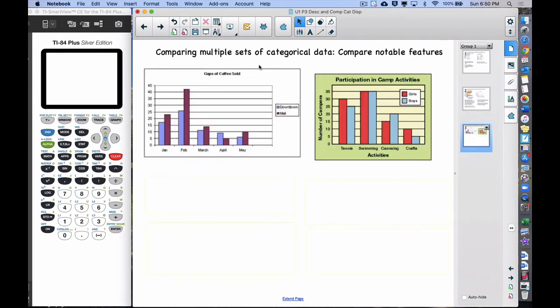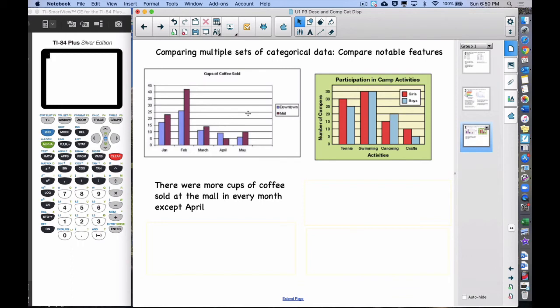If you're asked to compare multiple sets of categorical data, most likely it would be some sort of double bar graph. Again, I would compare notable features, but when you're doing that, you might also point out the comparison between the two groups. So here, this graph, I know this is small and hard to read, but this is looking at how many cups of coffee were sold, and it's comparing, must be a downtown coffee stand to a mall stand. So one of the statements I might make if I needed to compare these was that there were more cups of coffee sold at the mall in every month except April.